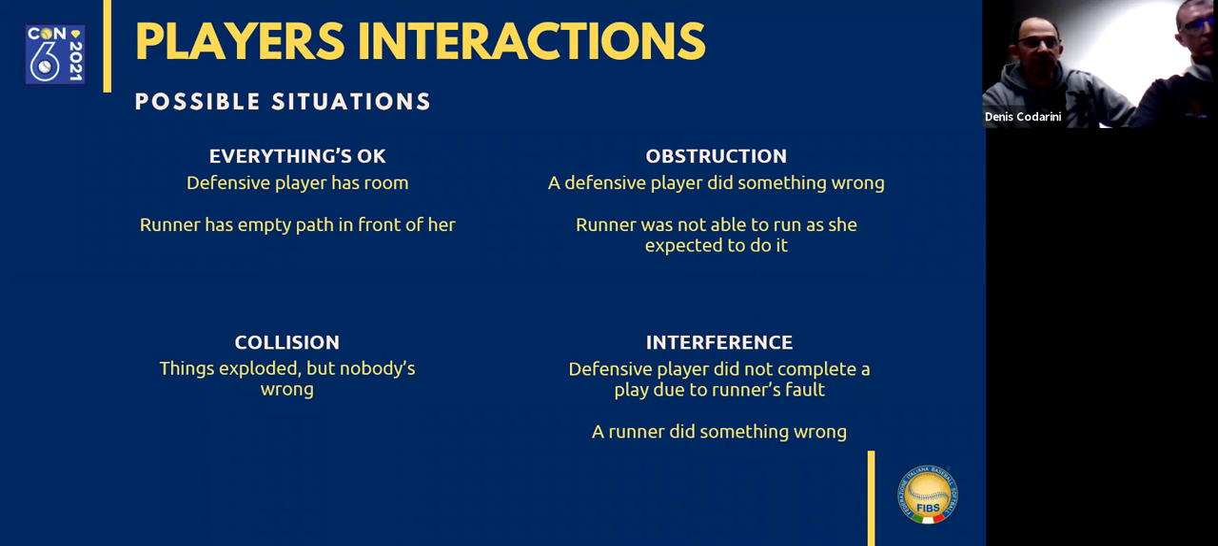If the defensive player gets in the way of the runner, there is obstruction. If the base runner gets in the way of the defender, there is interference. If instead everyone involved did everything right and there is a collision on the field, the situation must be analyzed to see what took place beforehand.